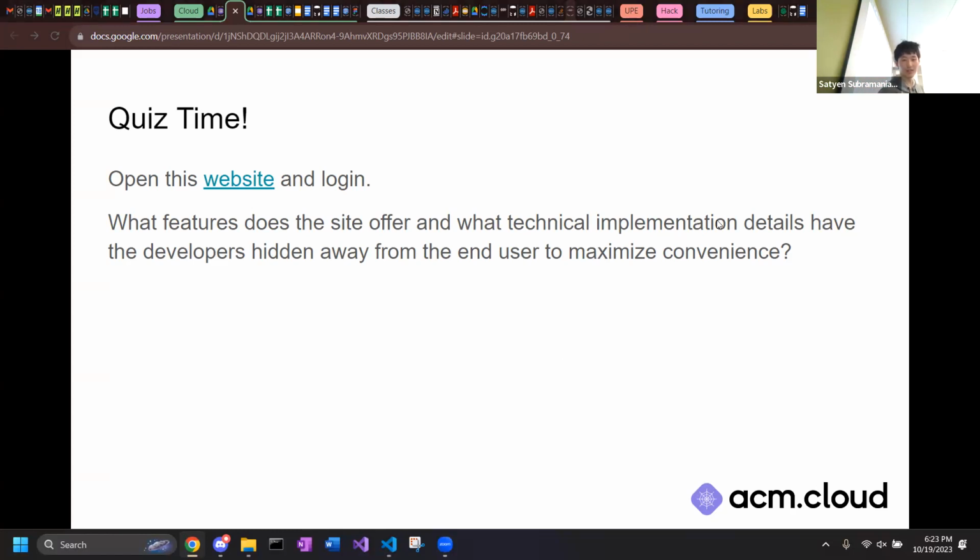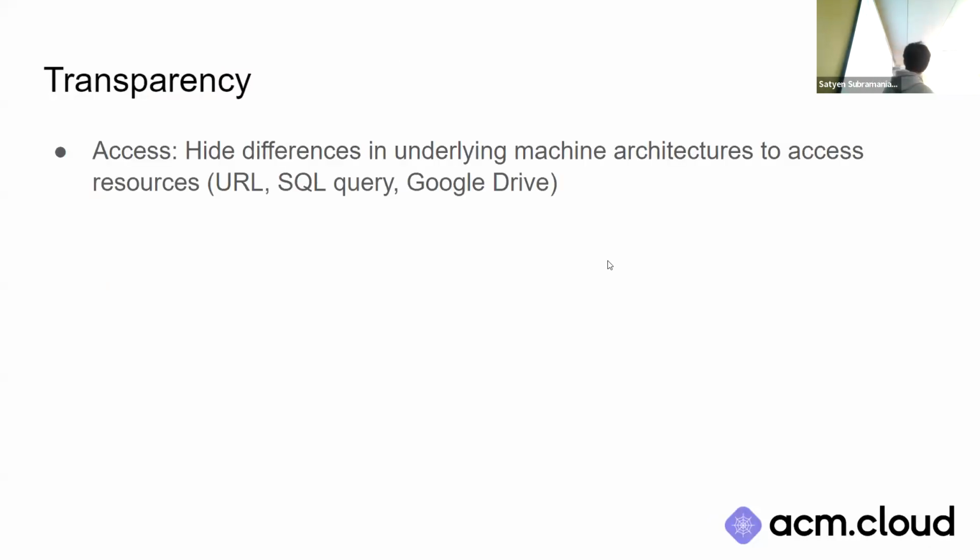Transparency. Okay, so there are 7 different types of transparency. The first one is access transparency.